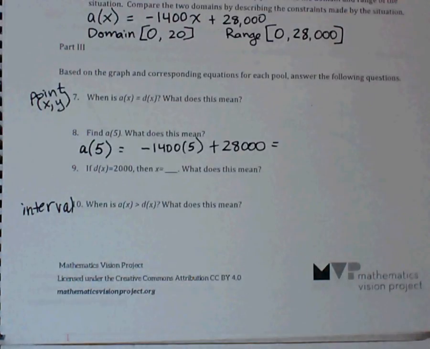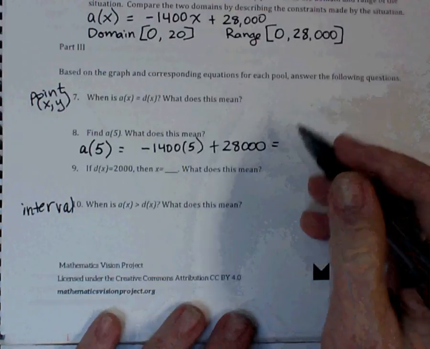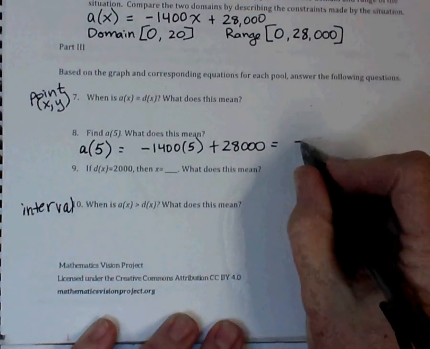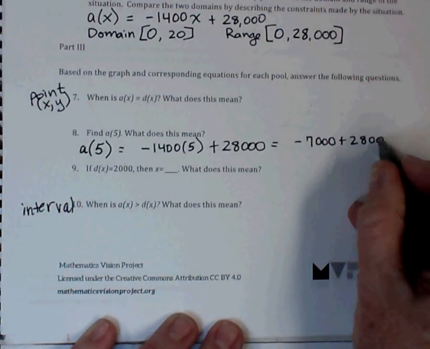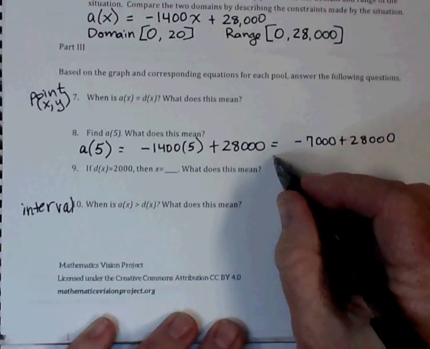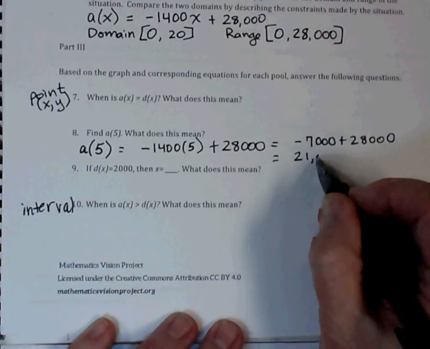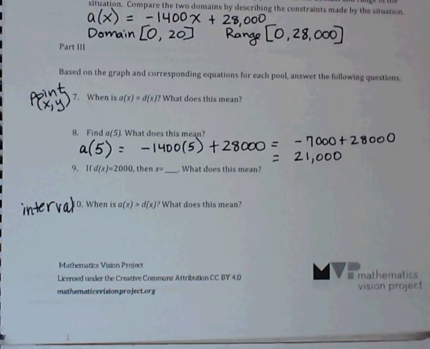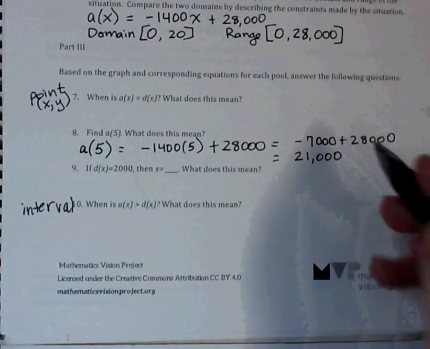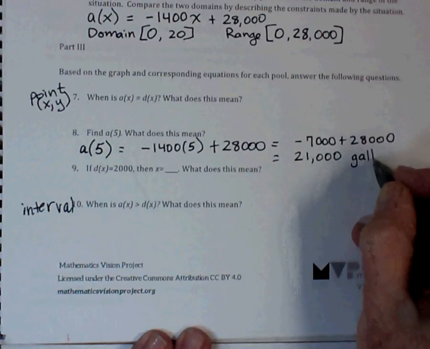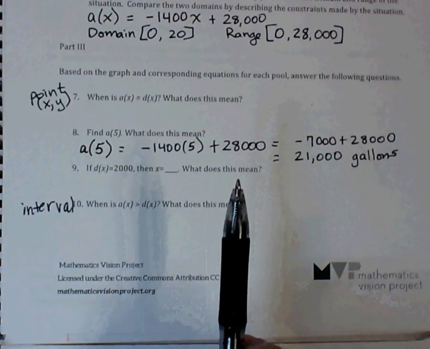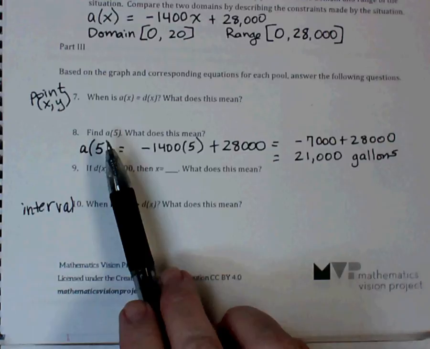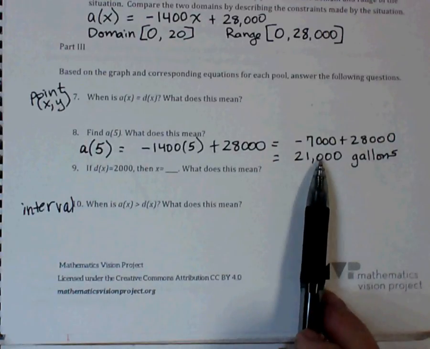Oops, it's not on. 1,400 times 5 is 7,000. So negative 7,000 plus 28,000. Well, 8,000 minus 7,000 is 1,000. So I might have 21,000. Okay, and that has meaning on the graph. That's 21,000 gallons at 5 minutes. So that's what that means. In 5 minutes, her water level is down to 21,000 gallons.